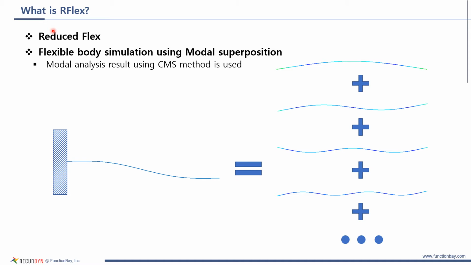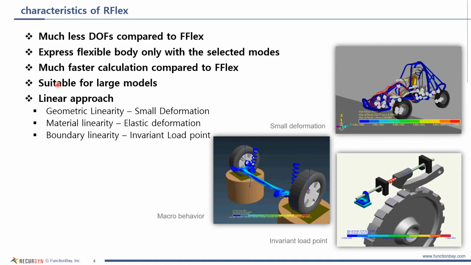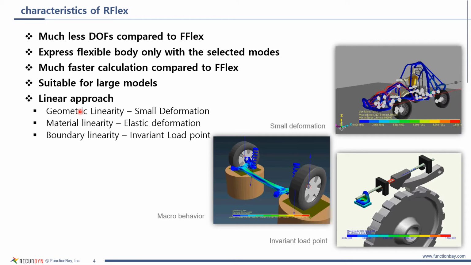RFlex is a flexible body simulation method using modal superposition. As you can see, the deformation of a body is expressed by superposition of several modes. RecurDyn uses modal analysis results using CMS method. RFlex calculates much less DOFs than Reflex.